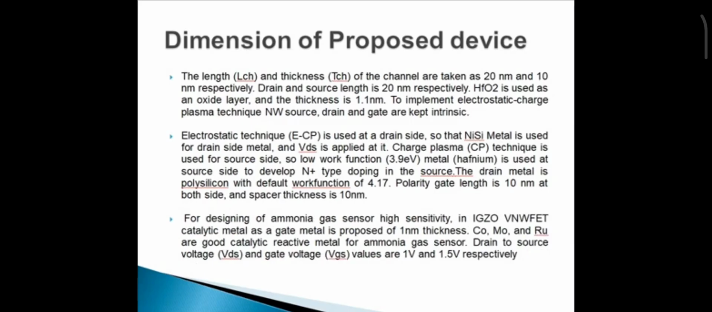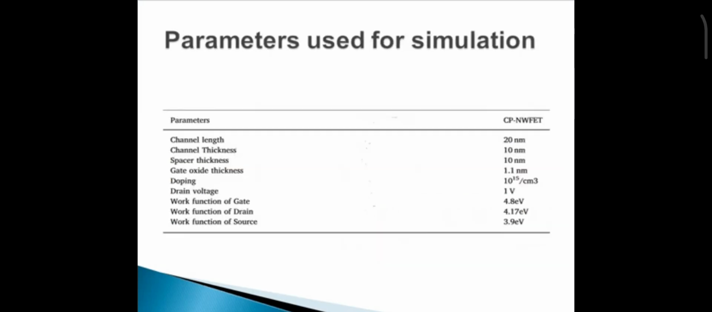For designing an ammonia gas sensor with high sensitivity in the IGZO vertical nanowire field effect transistor, a catalytic metal as the gate metal of 1 nanometer thickness is proposed. Cobalt, molybdenum, and ruthenium are good catalytic reactive metals for ammonia gas sensors. Drain to source voltage is VDS and gate to source voltage is VGS, and their values are 1 volt and 1.5 volt respectively. The parameter used for the simulation is channel length 20 nanometer.